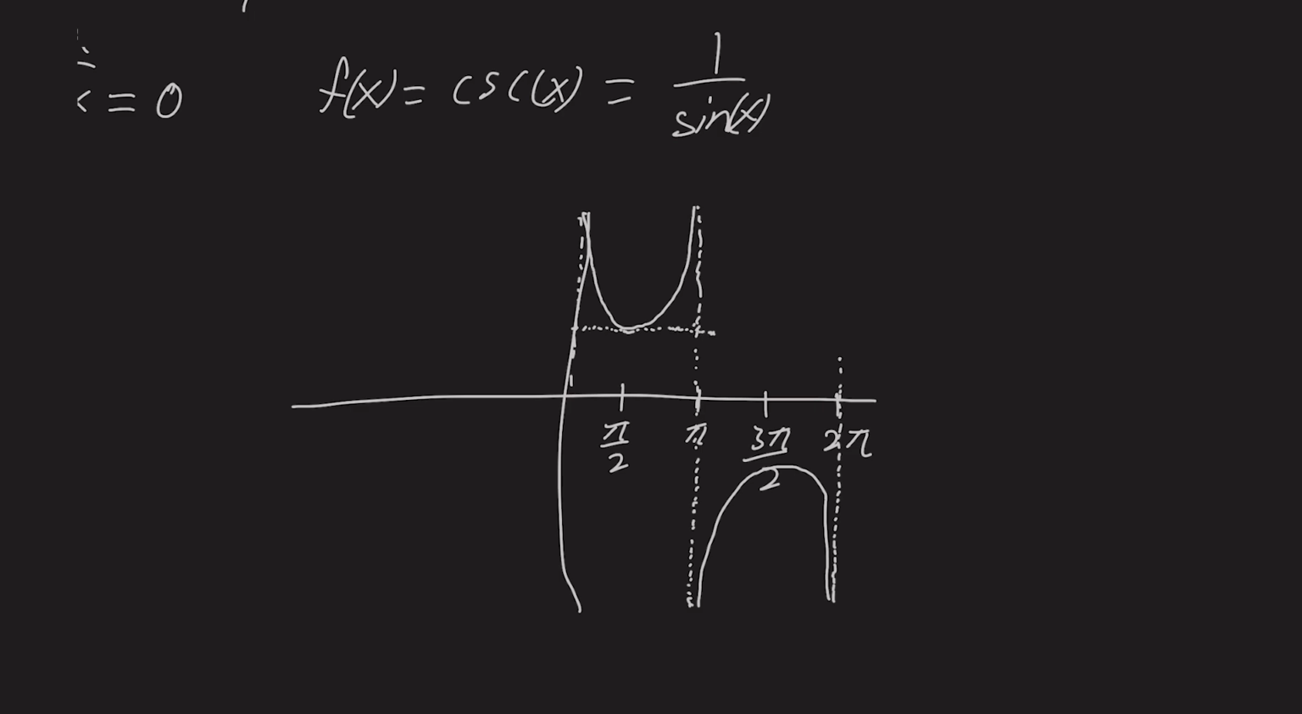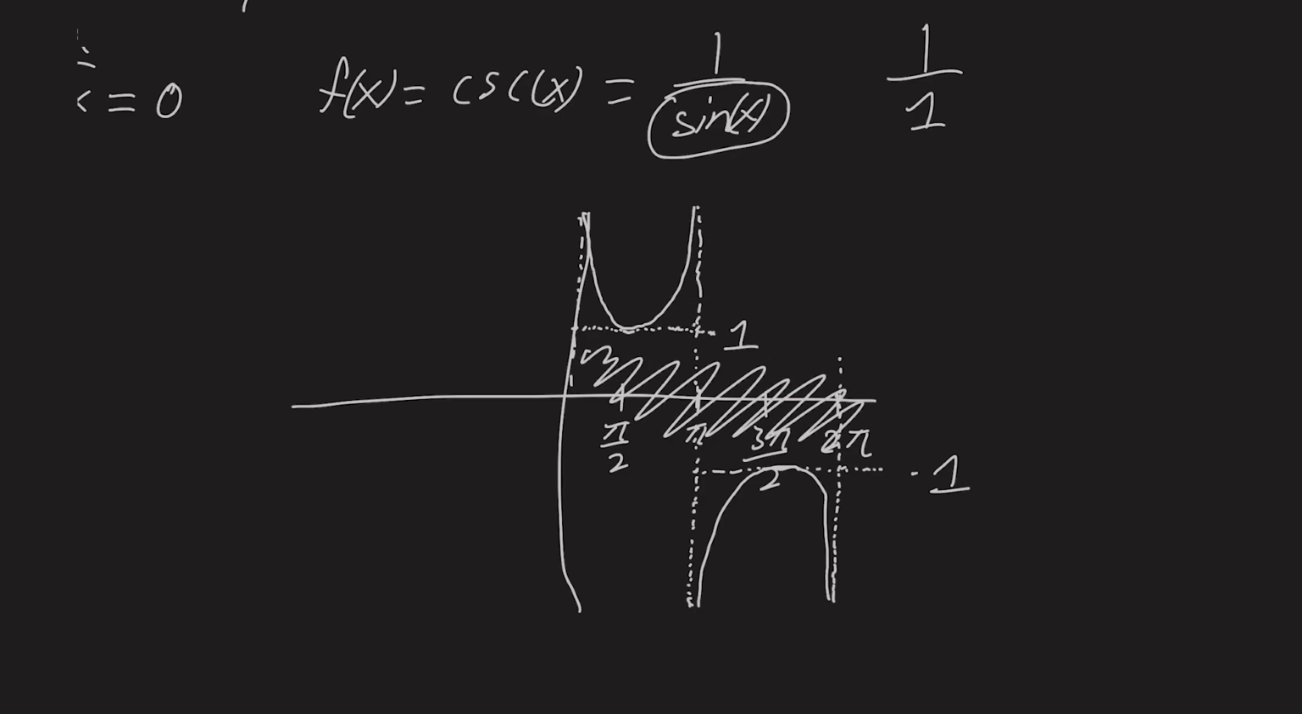Well, it stops whenever it hits the value 1. Because the maximum value of sine x is 1, the most the denominator could ever be is 1. So our cosecant function will never evaluate to anything less than 1. Or in the case when sine x is negative, never be less than negative 1. So this area right here is sort of a gray area that the cosecant function can never enter.